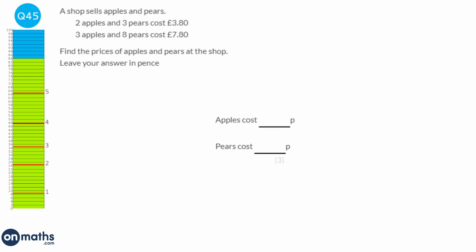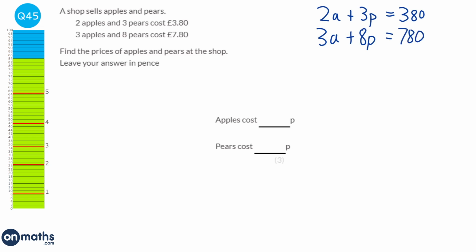So this question is a simultaneous equations question, and so we're going to have to write down some equations. It says 2 apples and 3 pears cost £3.80. So 2 apples, I'm going to call it a for the price of an apple, plus 3 pears, so 3p, cost £3.80. Now I'm going to do this as 380 just because it's easier to work with integers rather than decimals. And it says 3 apples, so 3a, plus 8 pears costs £7.80, or 780 pence.